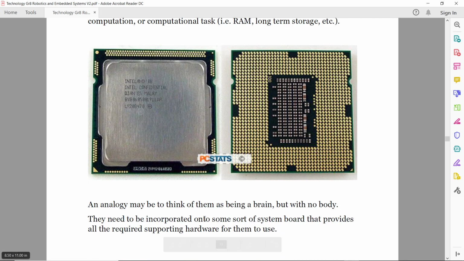So you can think of it as being a brain with no body. If you want to think of it in terms of the human aspect, it's a brain with no body. It can do calculations, but it needs supporting hardware to be put with it for it to do anything useful. And they will go onto a motherboard that gives it all of those extra things that it needs.